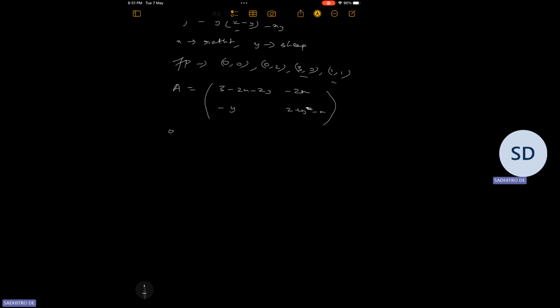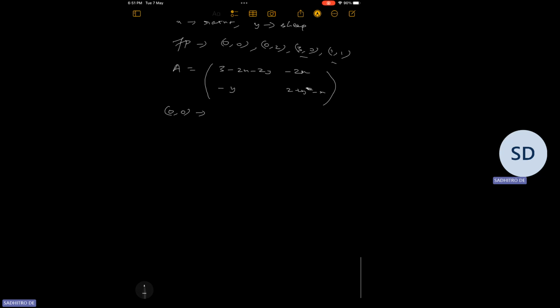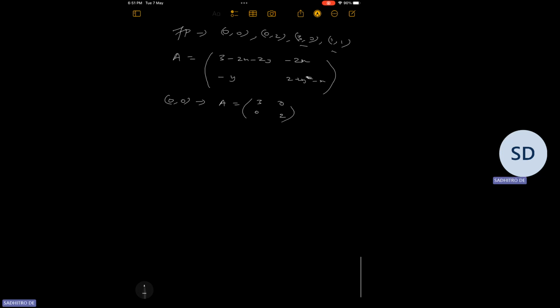So first you consider the fixed point (0, 0). For that we see that matrix A becomes [3, 0; 0, 2]. So the trace is 5, determinant is 6. So t squared minus 4 delta is greater than 0, and therefore this turns out to be an unstable node.